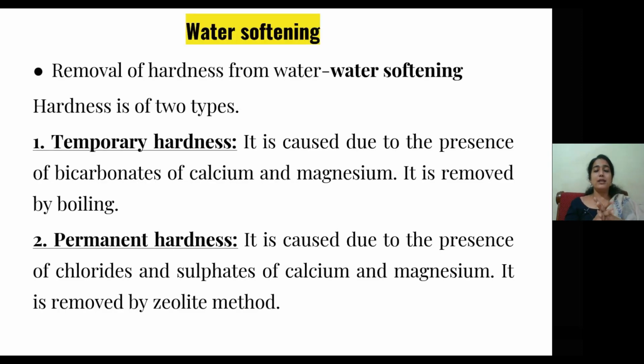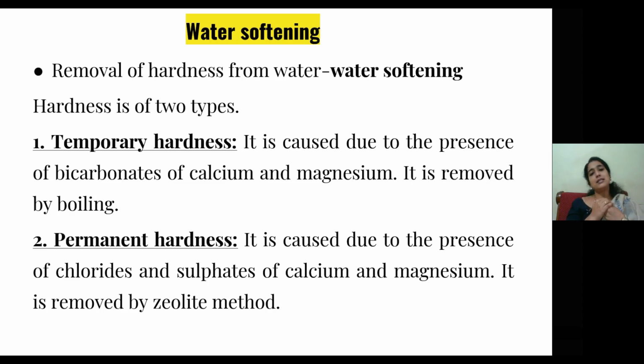First one, the water softening process. What is the water softening process? It is the removal of hardness from the raw water. Hardness is classified into two types, that is temporary hardness and permanent hardness. Temporary hardness is caused by bicarbonates of calcium and magnesium. Permanent hardness is caused by chlorides and sulfates of calcium and magnesium.